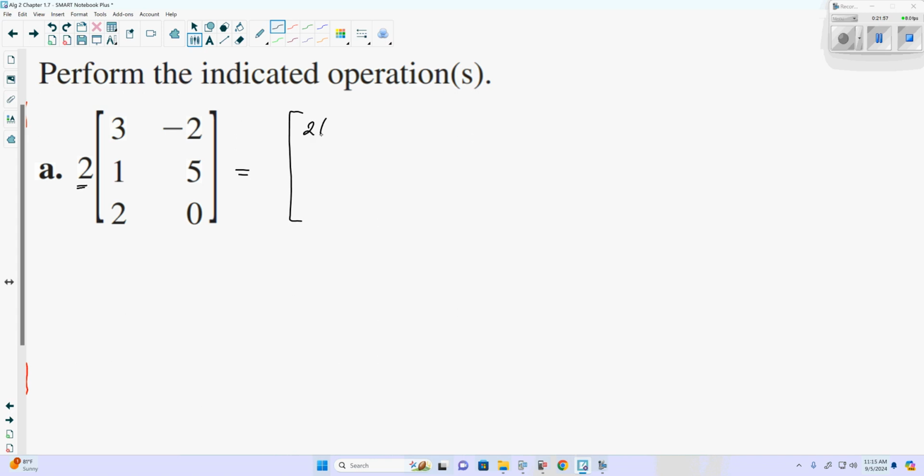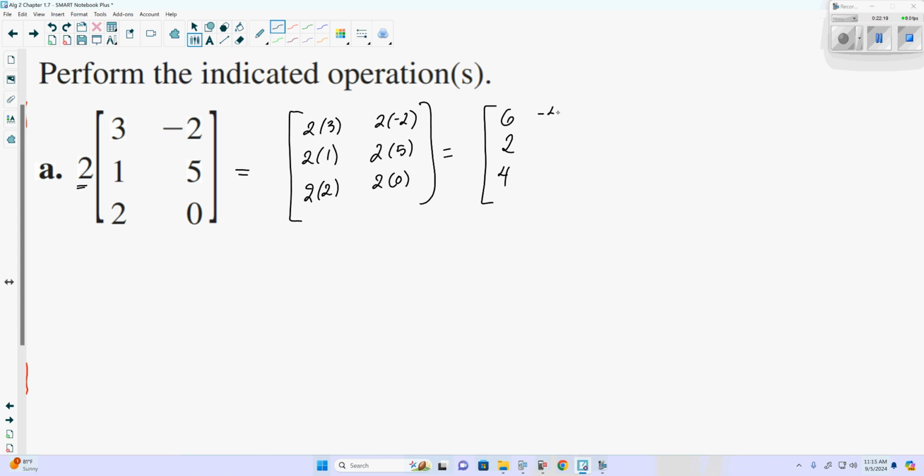So we're going to have 2 times 3, 2 times 1, 2 times 2. 2 times 3 is 6. 2 times 1 is 2. 2 times 2 is 4. 2 times 2. 2 times negative 2 is negative 4. 2 times 5 is 10. 2 times 0 is 0.